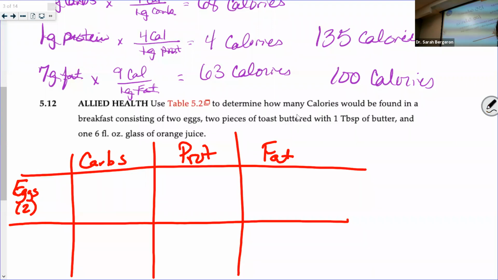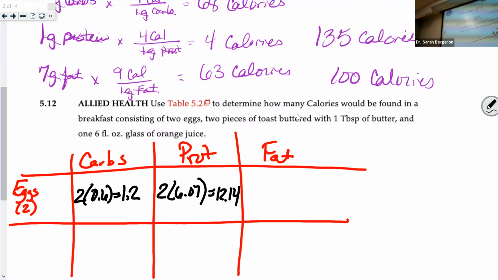Okay, so 2 eggs. I'm going to do 2 times whatever my carbs were. What are my carbs? 0.6, for a total of 1.2. Now I need 2 of my protein. What do I get in protein from an egg? 6.07, so that gives me 12.14. My fat, 2 times that, gives me 11.16. Okay. So I want to know how many calories would be found in breakfast.